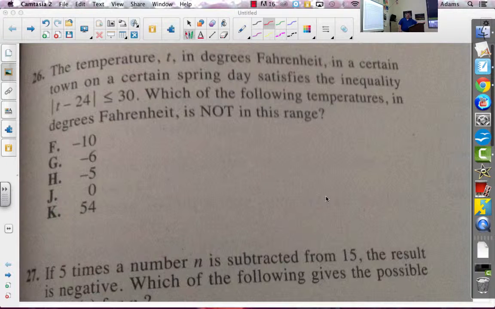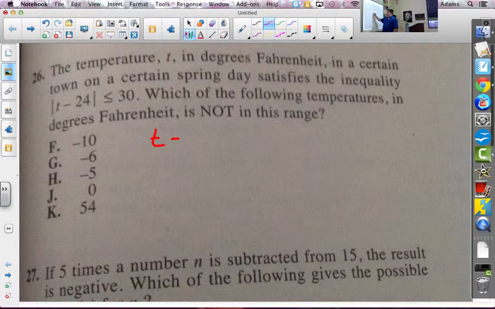If it's less than 30, then what we want to do is find... I'm trying to think of the easiest way to do it. The first thing that you want to do is solve for t, and then you can plug in and check. Normally, to solve an inequality, if this was an equal sign and not an inequality, let's treat it like it's an equal sign and then we'll go from there.